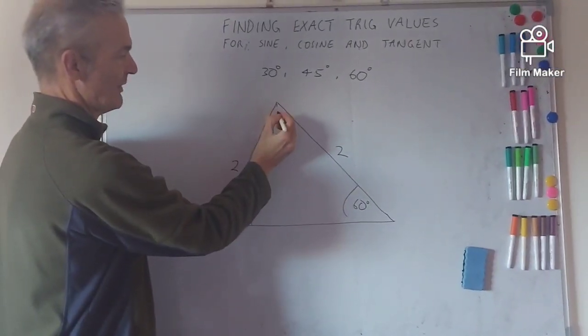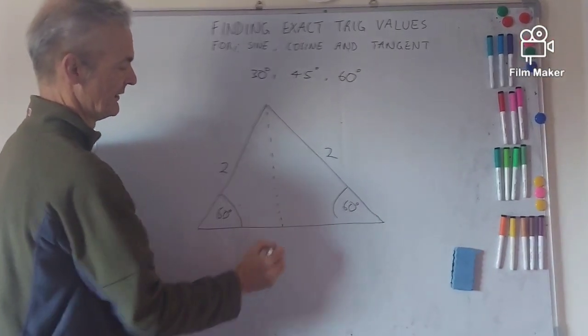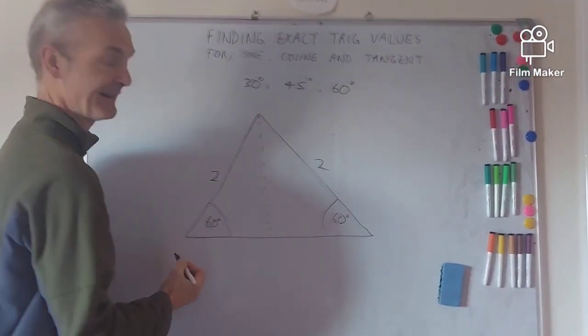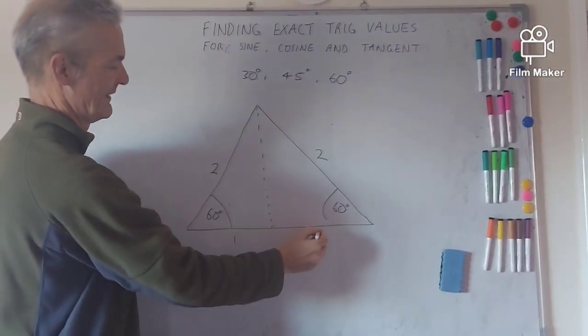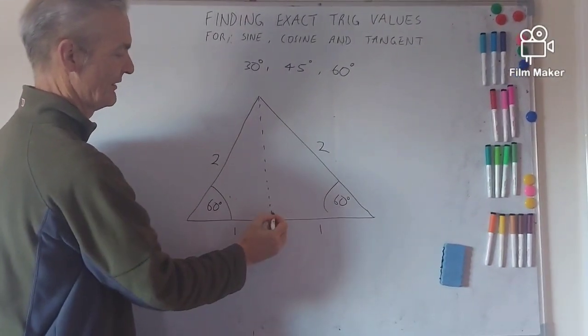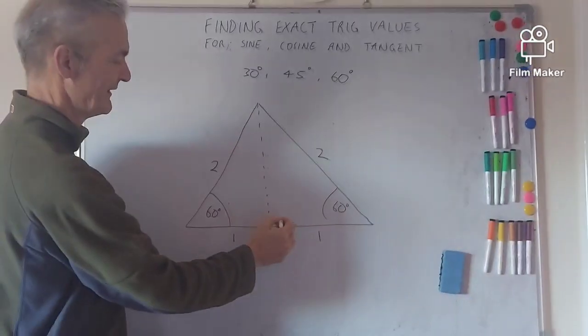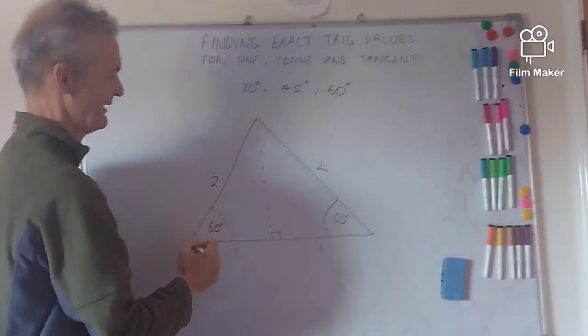Then I'm going to drop a perpendicular from the centre all the way down there. So this splits the base exactly in half. So this length has got to be 1, this length has got to be 1. And we're going to get a right angle triangle here at the bottom. A right angle, which is going to give us a right angle triangle here and another one here.